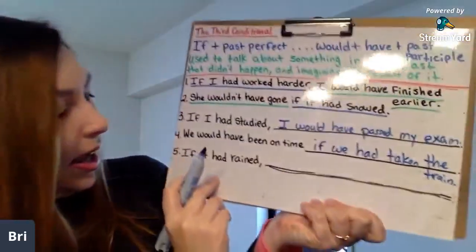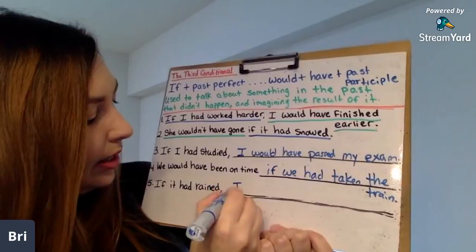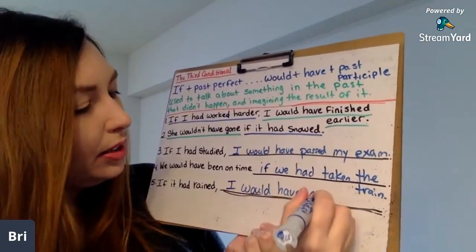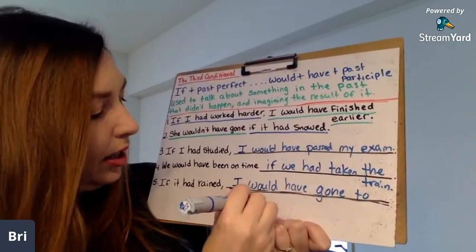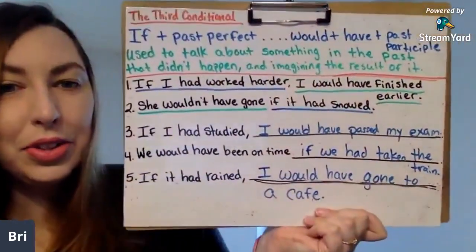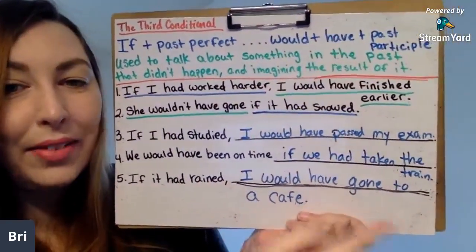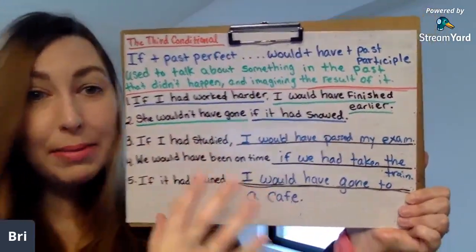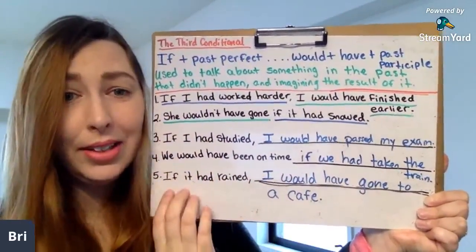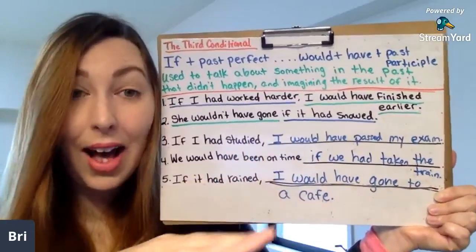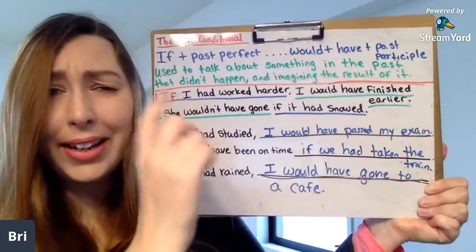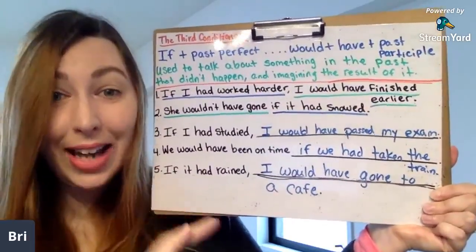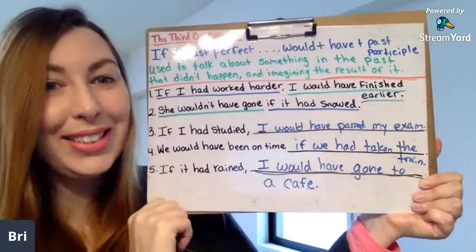Oh, which one should I choose? Okay, let's do if it had rained, I would have, let's say, I would have gone to a cafe. That's a good one. I usually do that on rainy days. If it had rained, I would have gone to a cafe. Very good. So if you guys understand that you're talking about something in the past that didn't happen. So if it had rained, that means it did not rain in reality. It did not rain. But if it had rained, I would have gone to a cafe. In reality, it did not rain, so I did not go to a cafe. So you're kind of imagining this situation, okay?